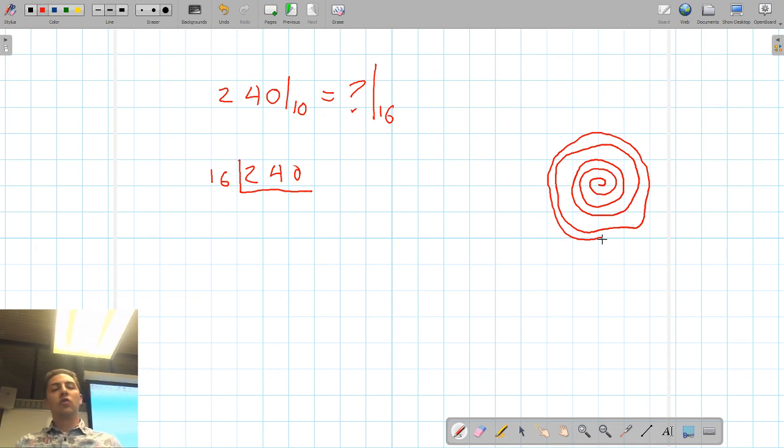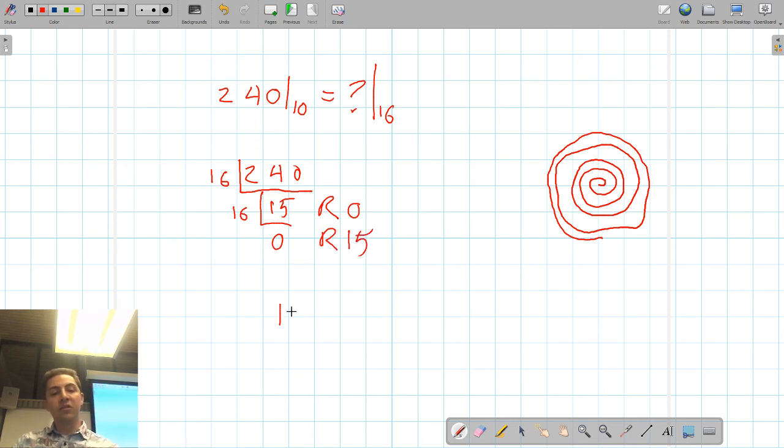All right. So what is 240 divided by 16? 15. It's 15 with a remainder of 0. And what is 15 divided by 16? 0, with a remainder of 15. So the answer seems like 150.